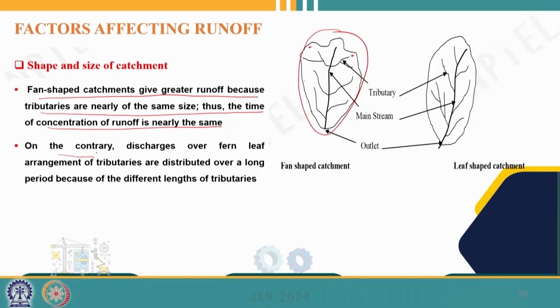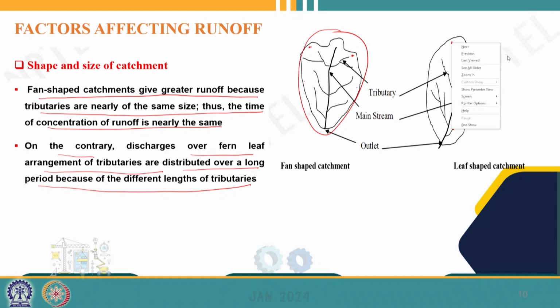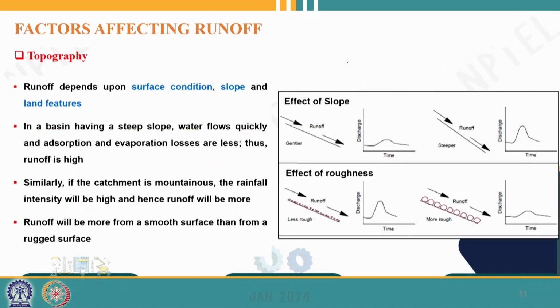On the contrary, discharge over a fern leaf arrangement of tributaries is distributed over a long period because of the different lengths of tributaries. So here in this case, if it is a fern leaf kind of arrangement, obviously the flow from here or here will reach the outlet much quicker as compared to the flow which is starting from here. So because of that, this flow will continue for a longer time, but the peak will be higher in the case of a fan shaped catchment.